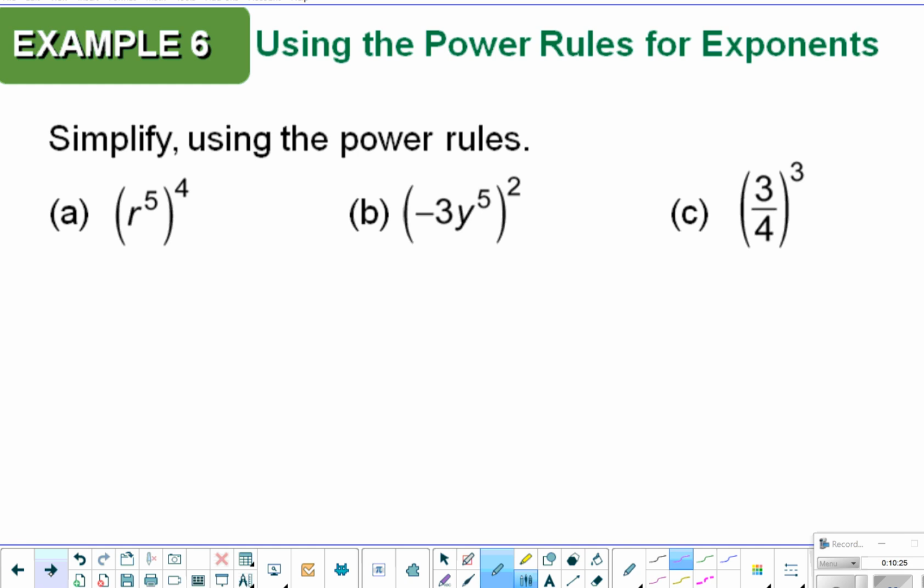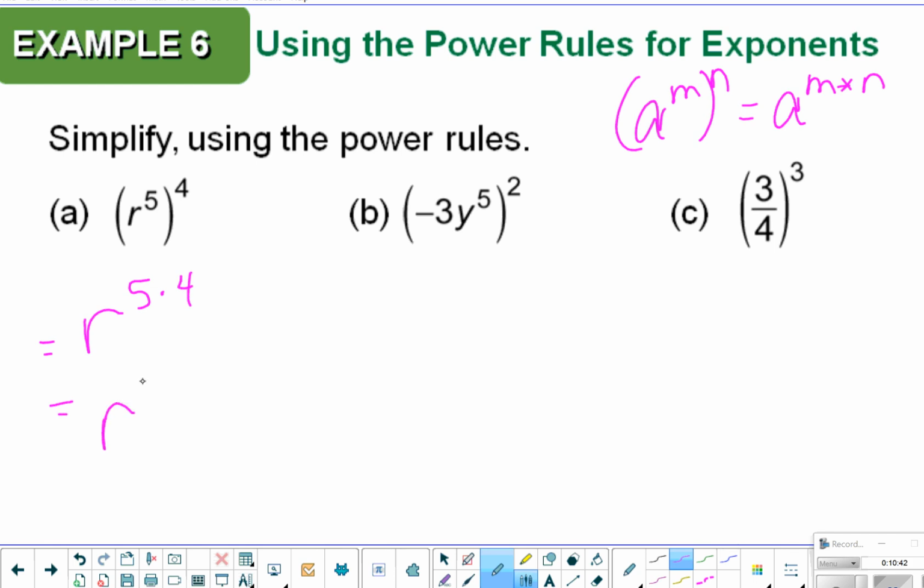Alrighty, simplify using power rules. This is the rule where we have a power raised to another power, and we know that we should multiply those powers. So this is going to look like r to the 5 times 4, giving us an r to the 20.